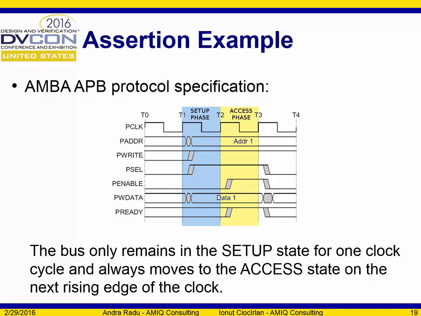What this means signal-wise is that we're first in the setup phase, and we should have the P-select and P-write signals high in the setup phase, and we also have a defined address and write data. And in the access phase, we just have the enable signal and the ready signal asserted, and everything from the setup phase should be kept stable.